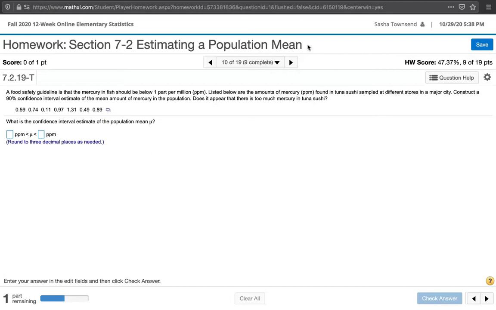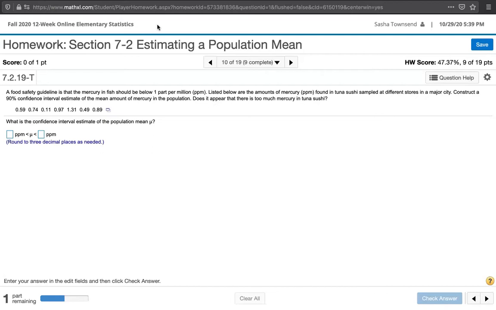The problem statement says a food safety guideline is that the mercury in fish should be below 1 part per million. Listed below are the amounts of mercury in parts per million found in tuna sushi sampled at different stores in a major city. Construct a 90% confidence interval estimate of the mean amount of mercury in the population. Does it appear that there's too much mercury in tuna sushi?